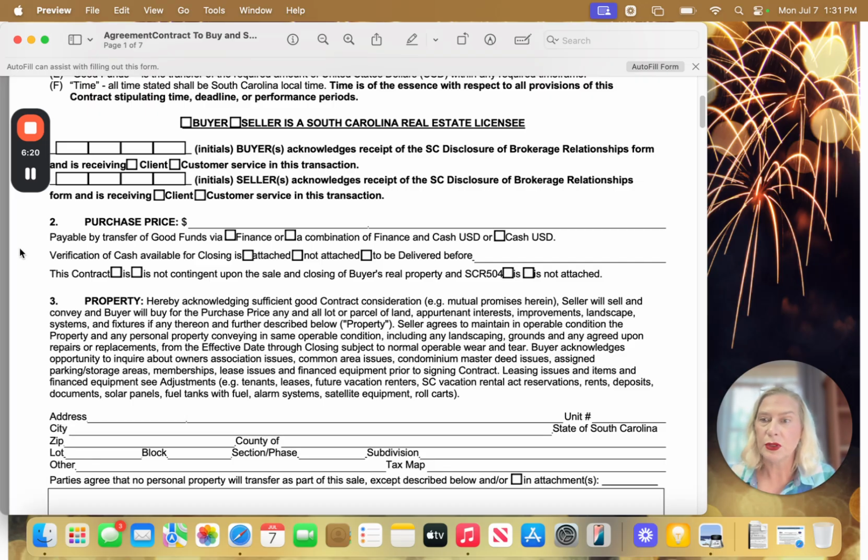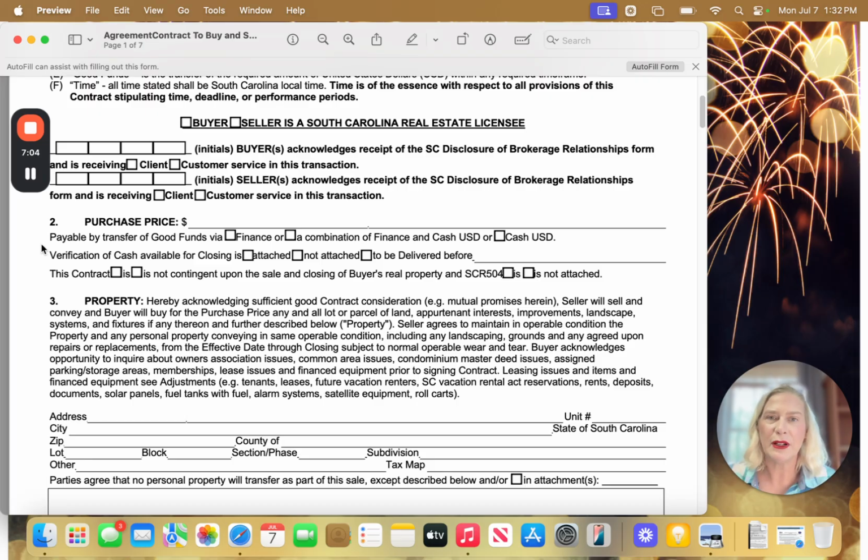Underneath purchase price, we're going to talk about payable by transfer of good funds, again, money, whether it be finance, a combination of finance, or just cash. A rule of thumb, if you're watching this as a contract review, just to brush up: unless we are in an insanely competitive market, even if your client is paying cash, I have always recommended that you do a combination of finance and cash in your offer. I never just say fully cash because your client who may be paying cash may still need a loophole to get out. For me, the combination of finance and cash is always a great loophole.